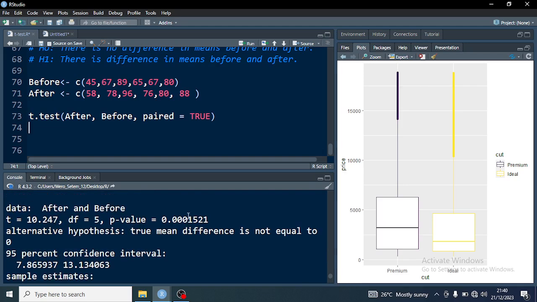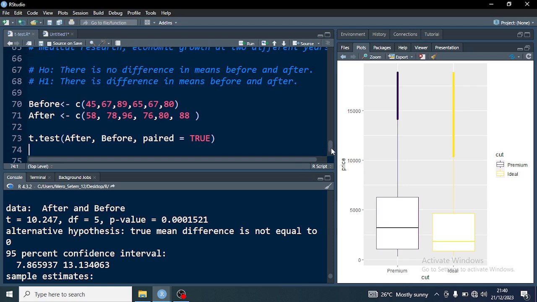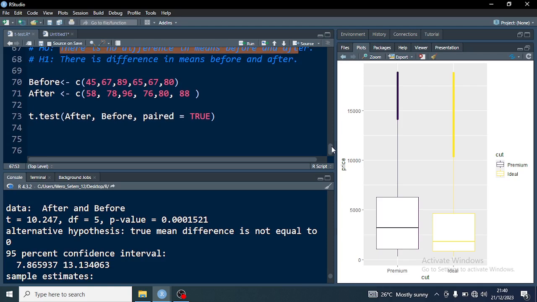Now the p-value is 0.000015, so it's very small. That means this p-value is less than 0.05. So we reject the null hypothesis and conclude that there's a difference in means before and after. The alternative hypothesis says the true mean difference is not equal to 0. So that is basically all you need to know about t-test.